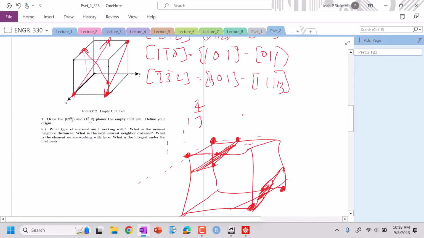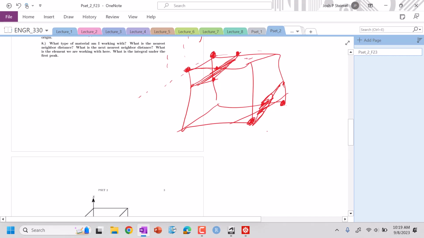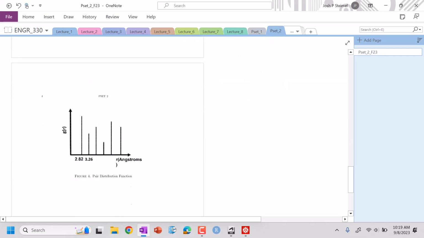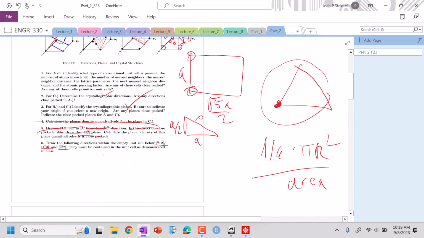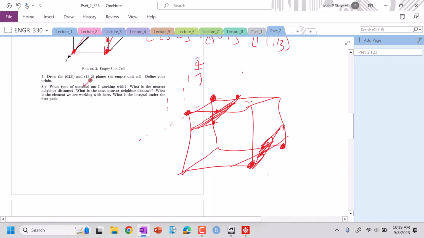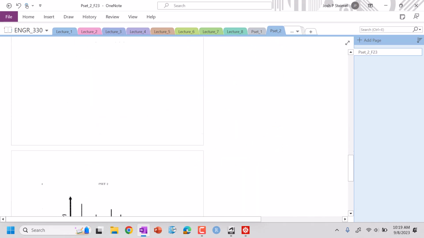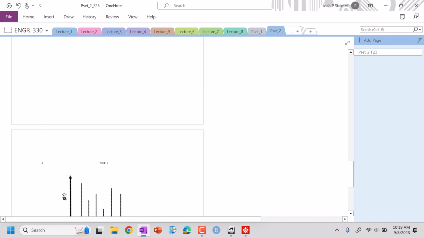6, 7. What type of material am I working with? What's the nearest neighbor distance? What is the next nearest neighbor distance? What is the element we were working with here? What is the integral in the first peak? Ooh, lots of questions. So we know it's a metal. So the type of material is a metal. My nearest neighbor distance is equal to 2r, so that is my nearest neighbor distance. This is my next nearest neighbor distance, 3.26.